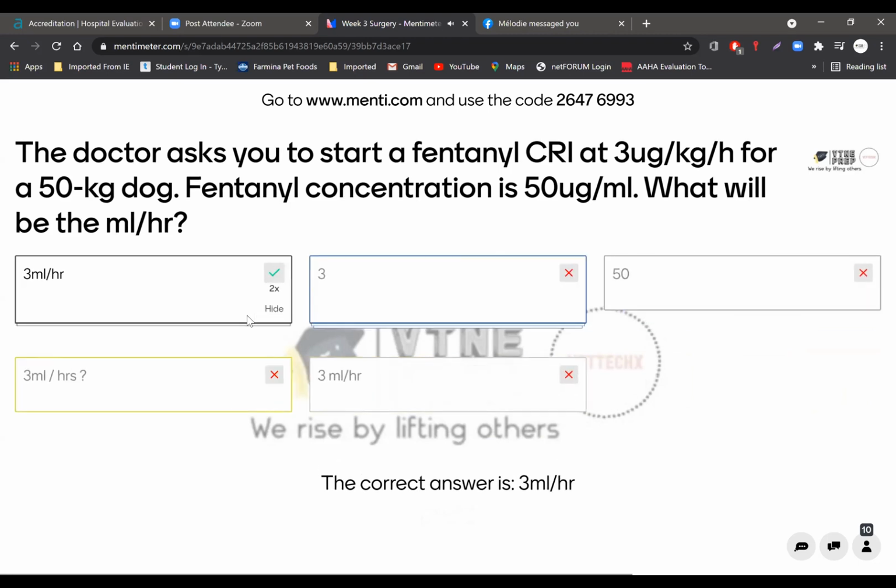So 3 mLs per hour. Very good. So if you look at this, it's 3 micrograms per kilogram per hour. We have a 50 kilogram dog. So we insert our 50 kilograms in there per hour. And our concentration, though, is 50 micrograms. So when we divide the 50 micrograms, it crosses out that 50 kilograms. So we end up with 3 mils per hour. So it's a pretty simple problem for you guys.